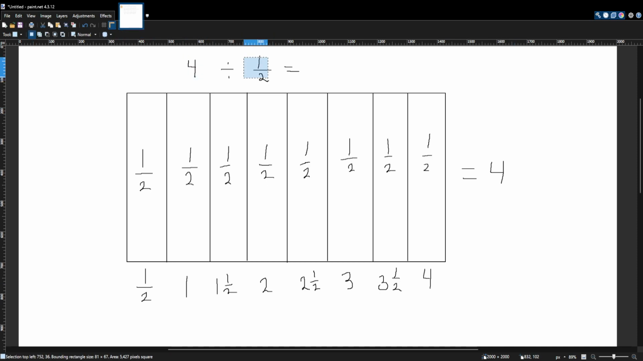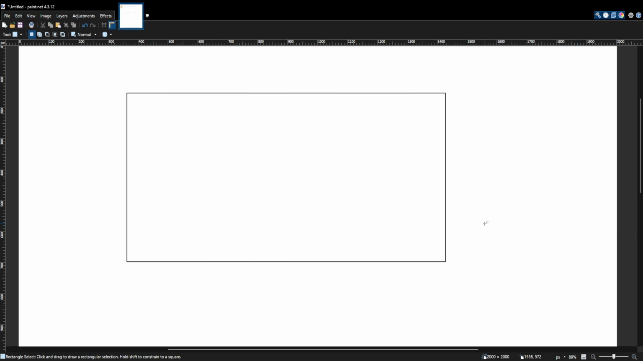So 4 divided by 1/2 means that I need to use 8 halves to fill in the 4. And since I'm asking how many times does 1/2 go into the number 4, I get the number 8. Now, what if I don't use a half? What if I use a different number, right? If I take 4 and I divide it by 3/8, how does this work? What am I going to get?